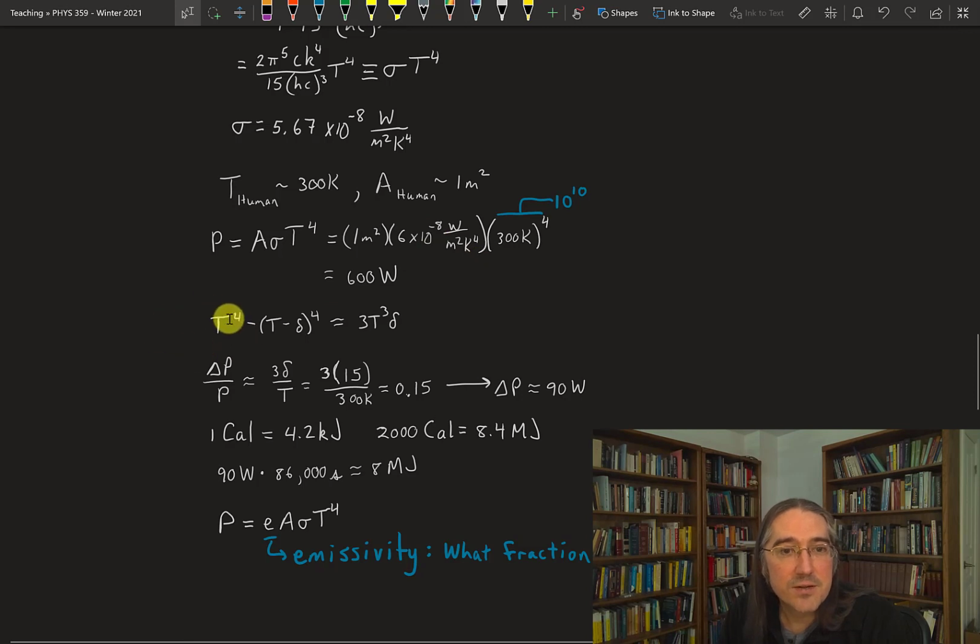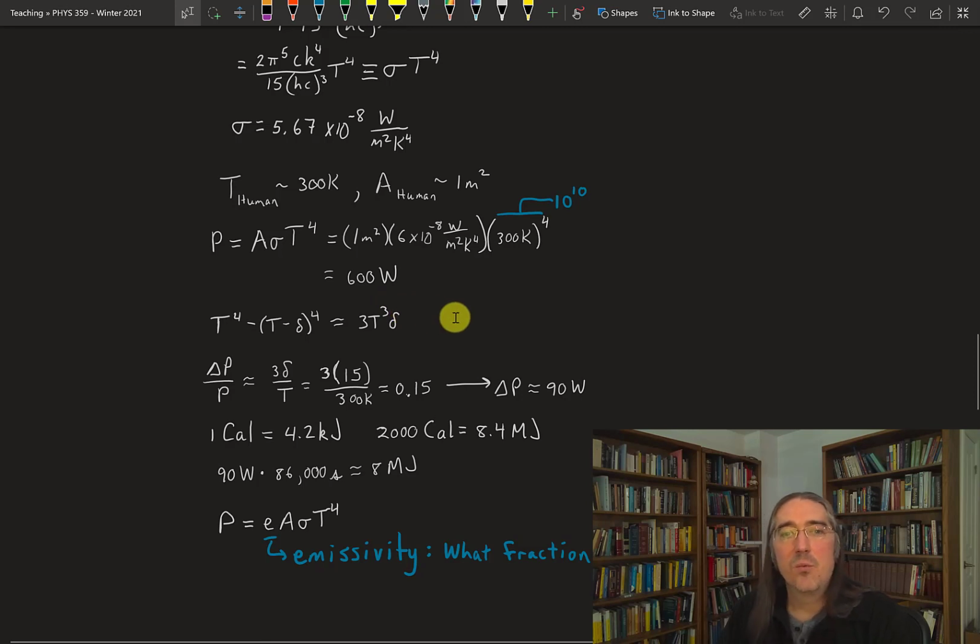So T to the fourth minus, right? So this is your radiation minus T minus delta, in other words, my environment is not at the same temperature as me, to the fourth. Delta should be much smaller than T. So we can just take the first order approximation here. And we get 3T cubed times delta.